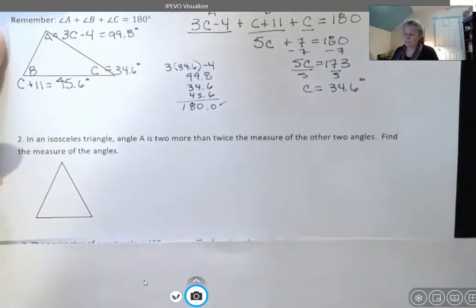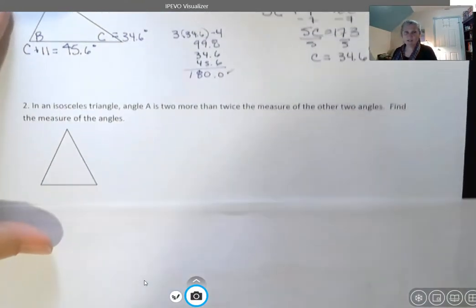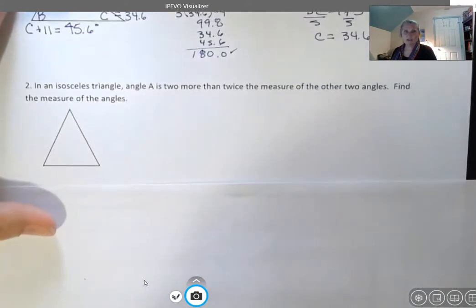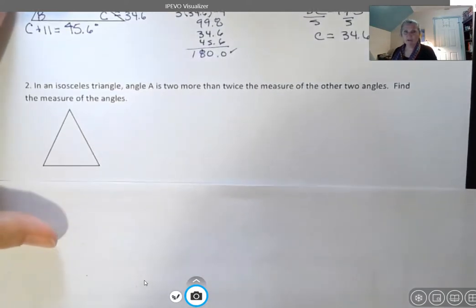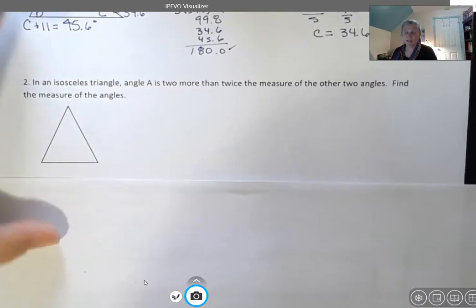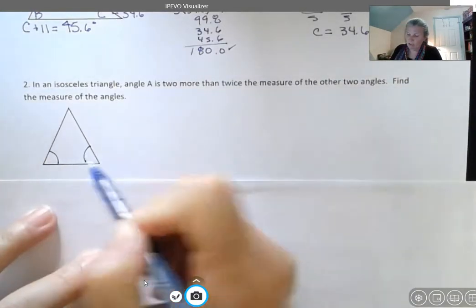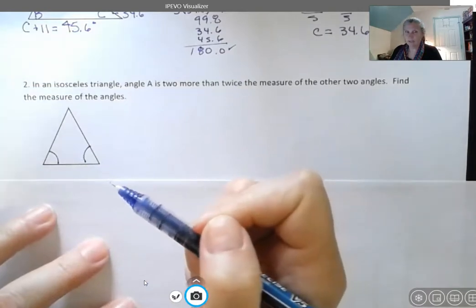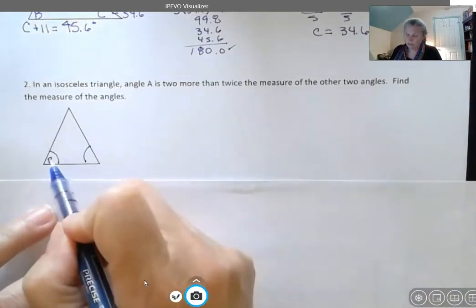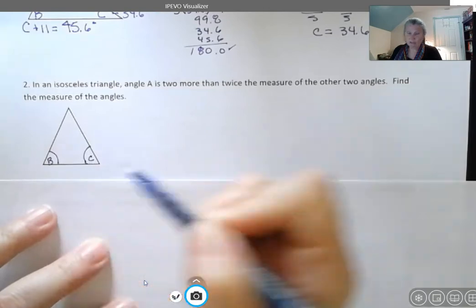Okay, in the second one it says we have an isosceles triangle. Angle A is 2 more than twice the measure of the other 2 angles. Find the measures of the angles. Well, here's what I know about isosceles triangles. There's 2 angles that are congruent in isosceles triangles. So B and C are going to be the same.